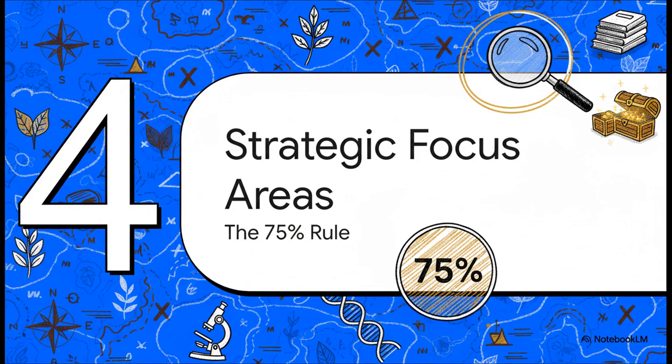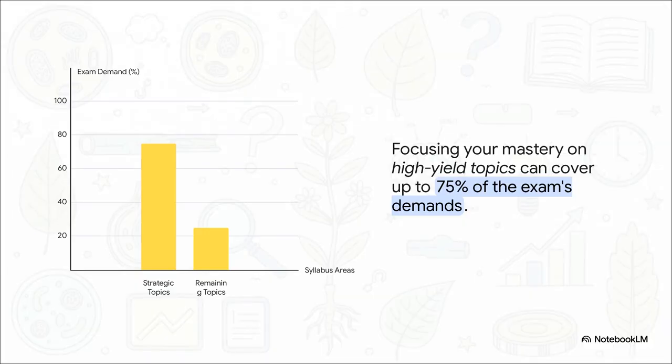Okay, we've surveyed the whole map of paper 1. Now for the most important part. Where's the treasure? This is where we apply the 75% rule to focus our efforts for the absolute maximum reward. Here is the core of our entire strategy. While you do need to cover the entire syllabus, a very specific set of high-yield topics consistently accounts for up to 75% of the questions asked. Mastering these areas is the absolute key to getting a high score.